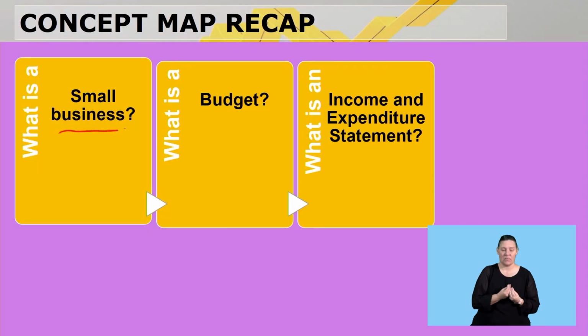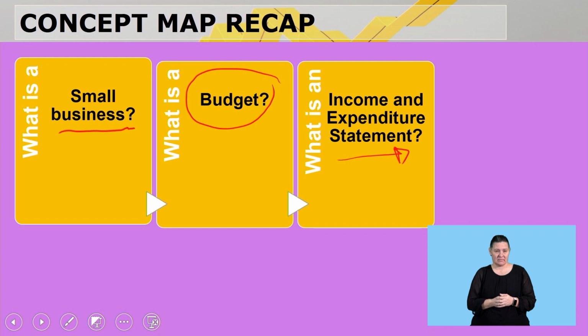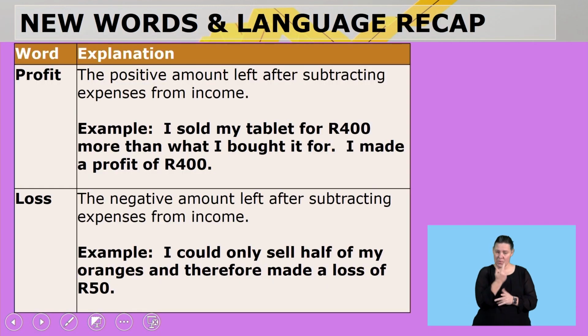So we started with small businesses, where we spoke about what is a small business. Then we looked at budgets, and we ended up with the income and expenditure statements. The words we learned were profit, the positive amount left after subtracting expenses from income. For example, I sold my tablet for 400 Rand more than what I bought it for. I made a profit of 400 Rand.